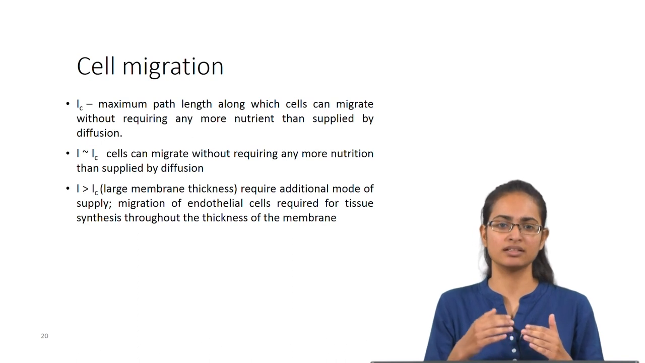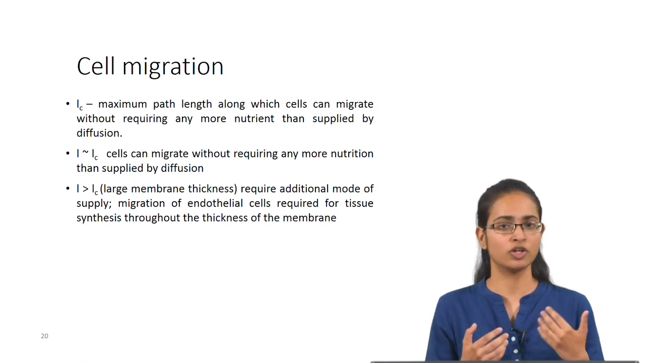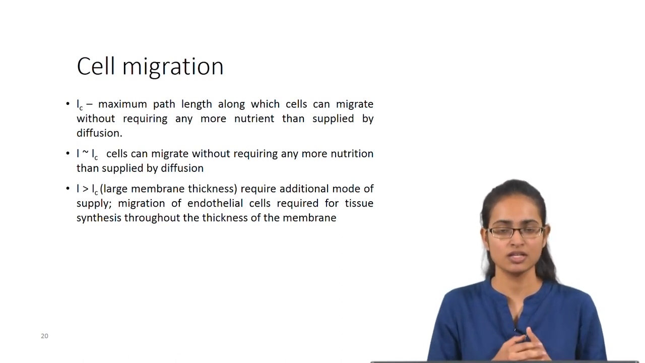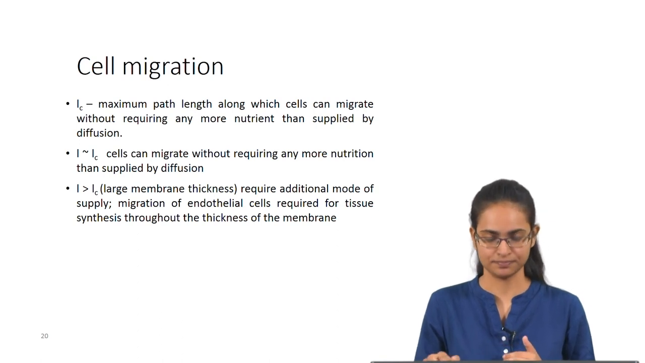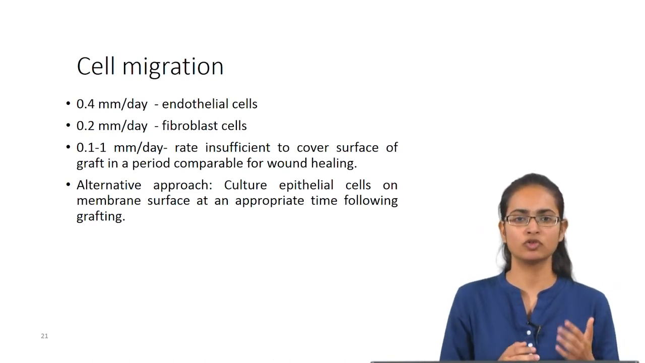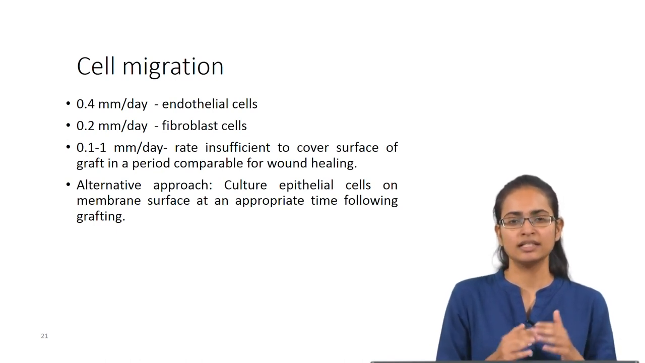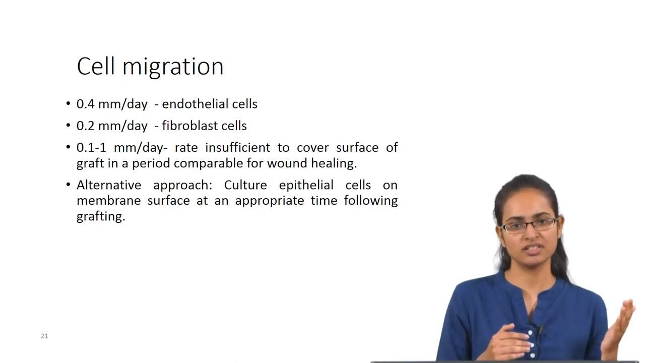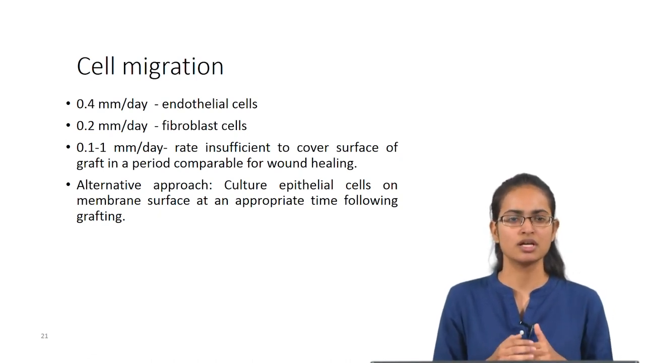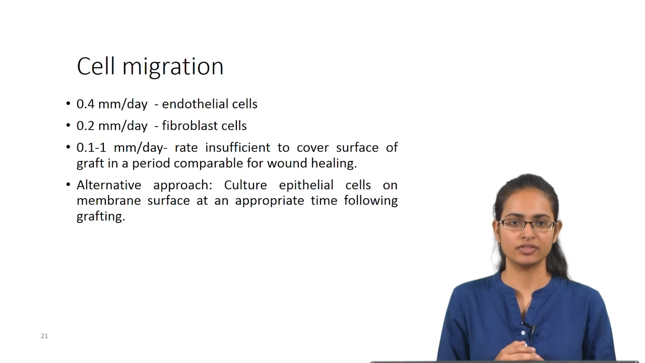However, if the membrane thickness is much larger, then you need an additional mode of nutrient supply. So, then there is need for migration of endothelial cells and vascularization, which is an important aspect in skin tissue engineering. Endothelial cells have a migration rate of around 0.4 millimeters per day and fibroblast cells around 0.2 millimeters per day. This rate is usually insufficient to cover the surface of the graft in a period comparable to wound healing. So, an alternative approach is to culture epithelial cells on the membrane surface at an appropriate time following grafting.